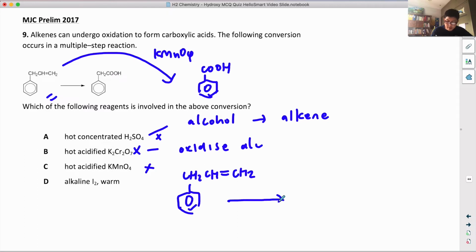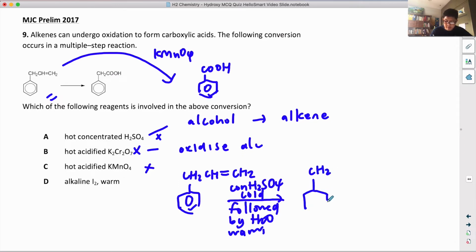Okay, the first step is you're supposed to use concentrated H2SO4 cold, followed by water warm. So if you follow Markovnikov's rule, this is what you're going to get. This carbon is more H-rich, so you put an H here, and this will be OH. Can you see that?